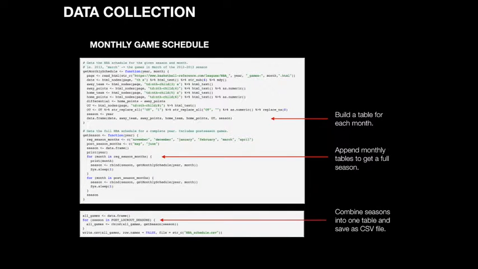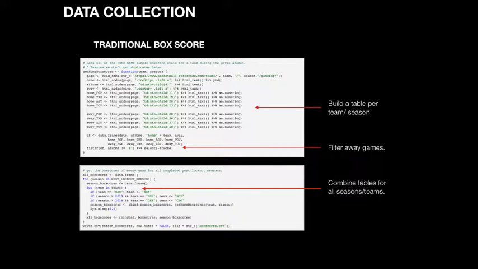So for my scraper, this is the scraper I used to get the game schedule. So pretty much the steps were to first build a table for each month, append the monthly tables together to get a full season, and then combine all of those seasons into one big table and save it as a CSV file. And kind of the same deal here.